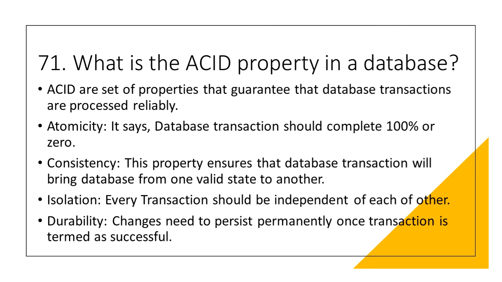What is the ACID property in a database? ACID is a set of properties that guarantee that database transactions are processed reliably. Atomicity says a database transaction should complete 100% or 0. Consistency ensures that a database transaction will bring the database from one valid state to another. Isolation means every transaction should be independent of each other.